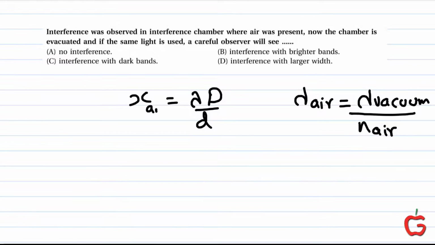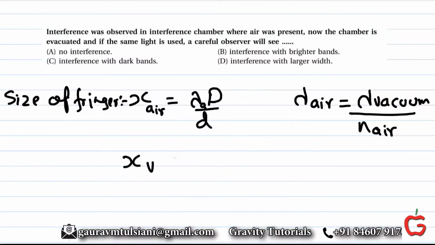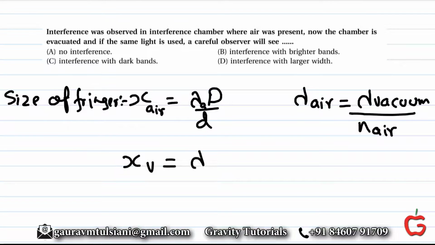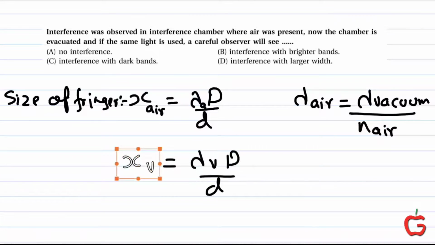So if we take this to be the size of interference fringes in air, so this is wavelength in air, D by d. The size in vacuum would be wavelength in vacuum D by d. So we can see there is a direct relation between them. So if we use vacuum, for vacuum we have slightly bigger wavelengths. So let's divide both of these.